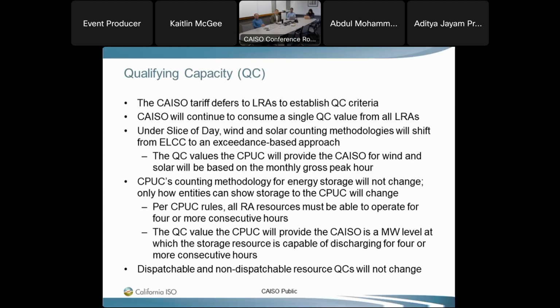So the CPUC has their own rules for how resources can qualify for RA, and that includes that they must be able to operate for 4 or more consecutive hours. So when you hear me say 4-hour RA value, that's a reference to this requirement. And just to level set, the QC value that the CPUC provides us is a megawatt level at which a battery or storage resource can discharge for 4 hours. So that's an explicit rule there. And then dispatchable and non-dispatchable resource QCs will not be changing under slice of day. Next slide, please.